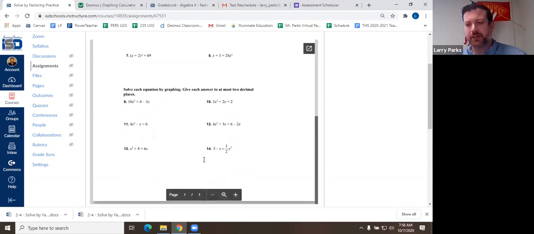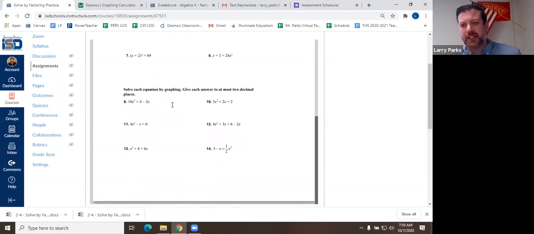And then on 9 through 14, I'm giving you permission to solve by graphing. So you could just use Desmos or the TI-83. Again, if you have a TI-83, I encourage you to use it because that's what you can use on the ACT. So a lot of these answers aren't going to be whole numbers, so round to 2 decimal places. So like 3.27 would be 2 decimal places.